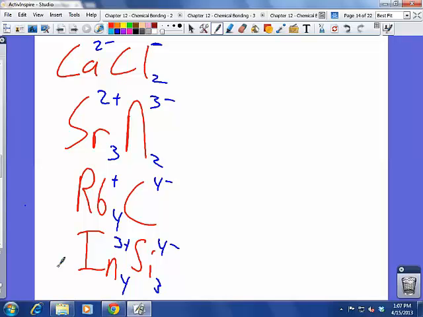And so once again, this is why we don't need to say how many we have when we say the names. Strontium nitride is always going to have 3 strontium atoms for every 2 nitrogen atoms. Rubidium carbide is always going to have a 4:1 ratio. Calcium chloride is always going to be 1:2. Because it can't be any other way.